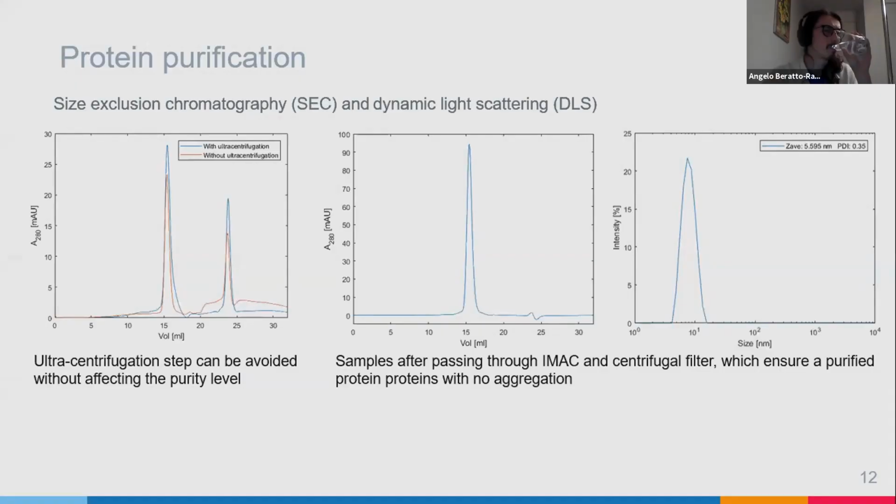Now, in this size exclusion chromatograph, we can see the profiles of the samples with and without the ultracentrifugation step. As we can see here, this step can be avoided without affecting the purity level of the protein. Here, in this figure, we can see the profile of a sample after passing through IMAC and a simple centrifugal filter, which ensures a purified protein with no aggregation, as we can see here in this DLS graph.